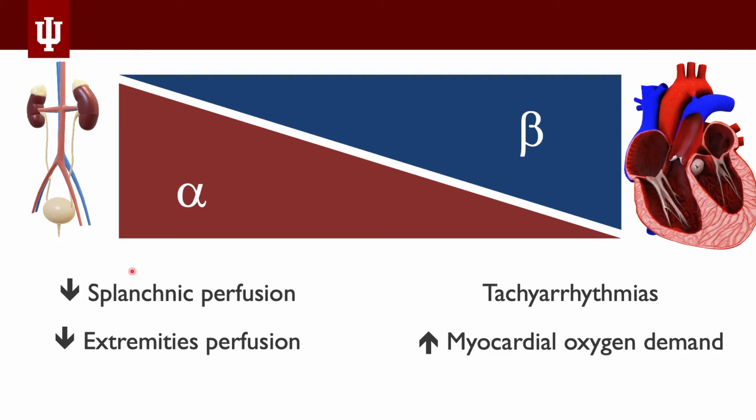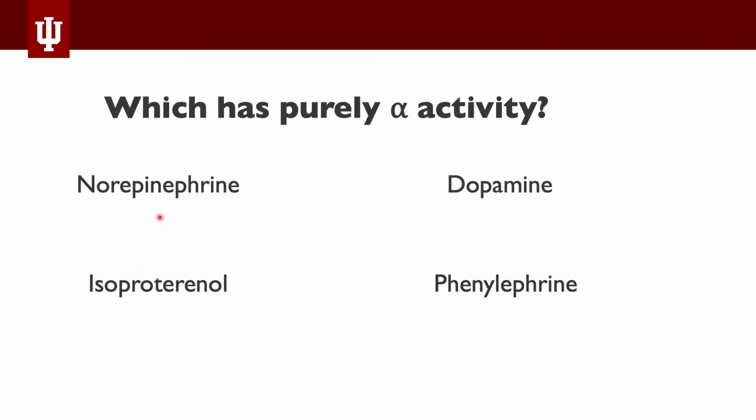All right, let's get into the medications. Which medication has purely alpha receptor activity? Is it norepinephrine? Is it isoproterenol? Is it dopamine? Or is it phenylephrine? If you guessed phenylephrine, then you would be right.